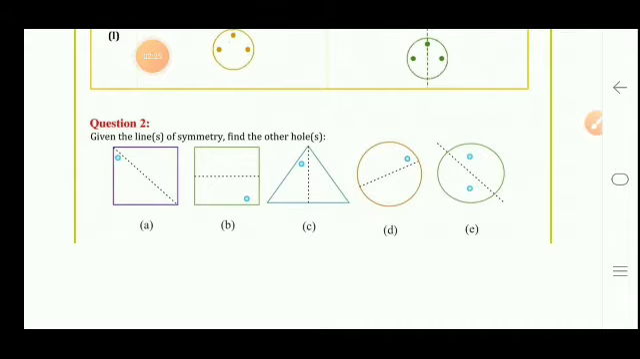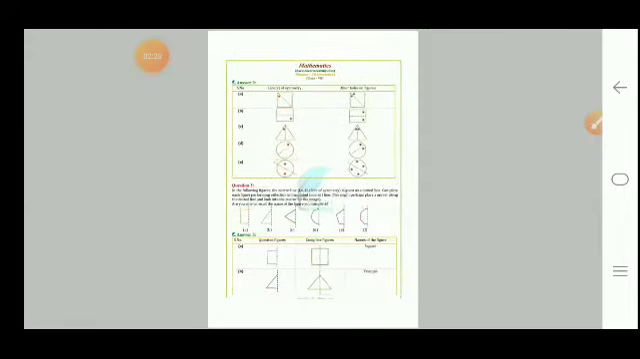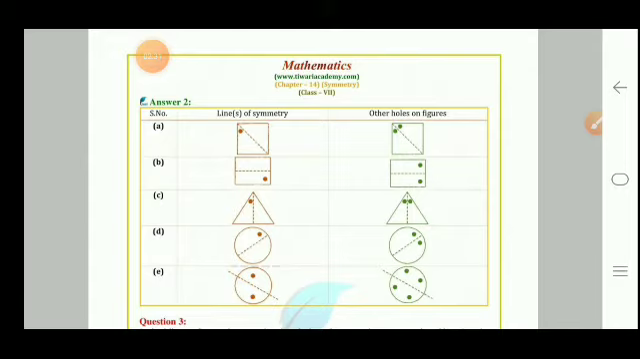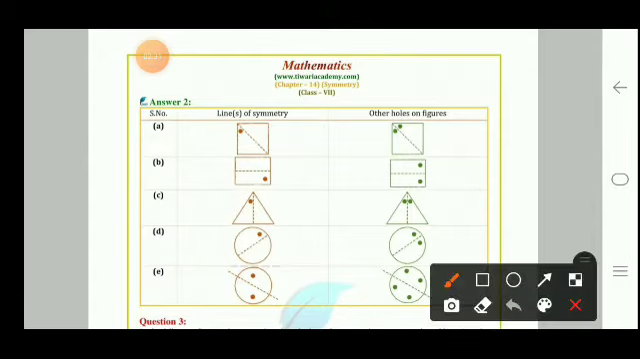Looking here, the line of symmetry is given, so find the other holes. Obviously in this we have 1 here, so 1 has to be put here, so this is the result. In this 1 is here, 1 has to be put here. Likewise here 1 is given, so 1 should be here to make it symmetrical. Likewise 1 is here, 1 is here, so 2, 1 this side, 1 this side, we have to make it like this.